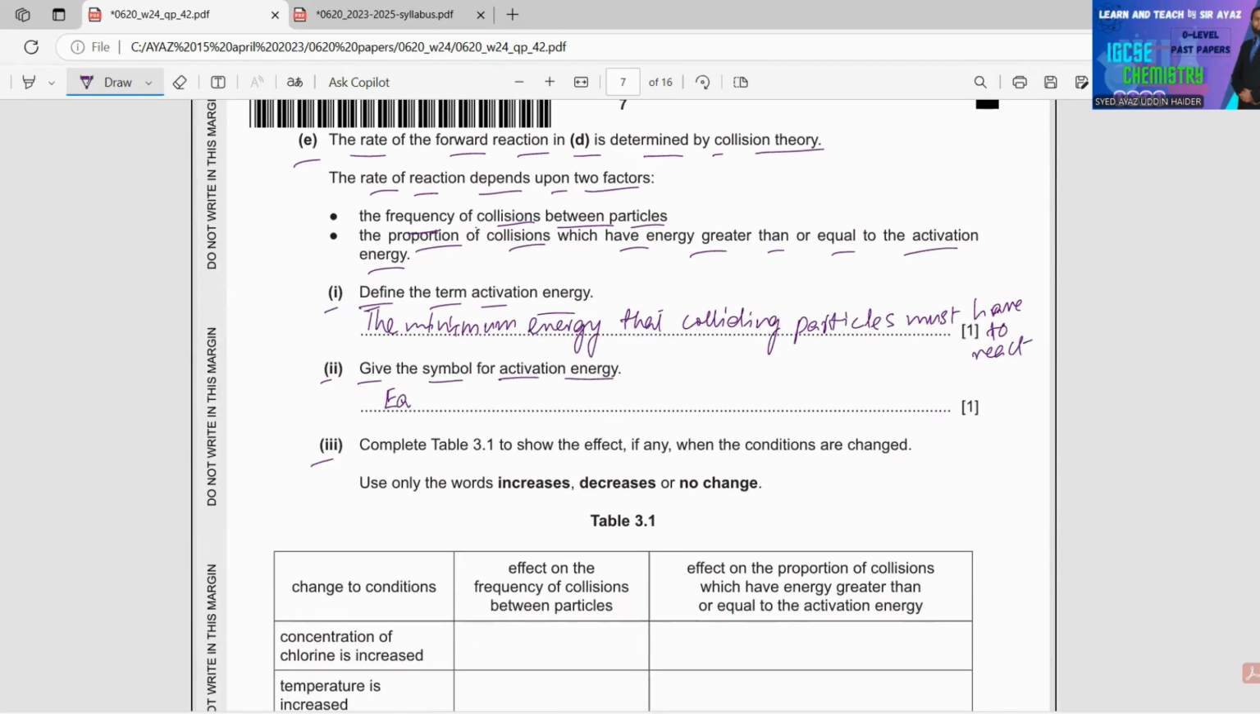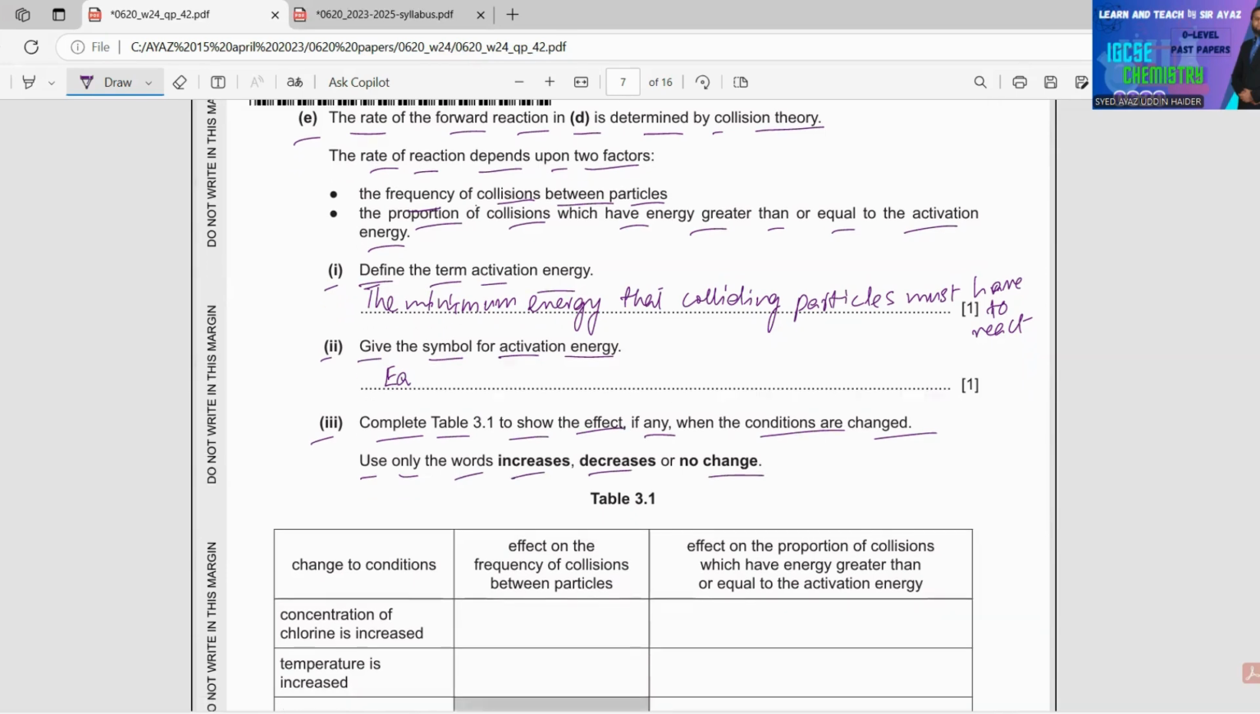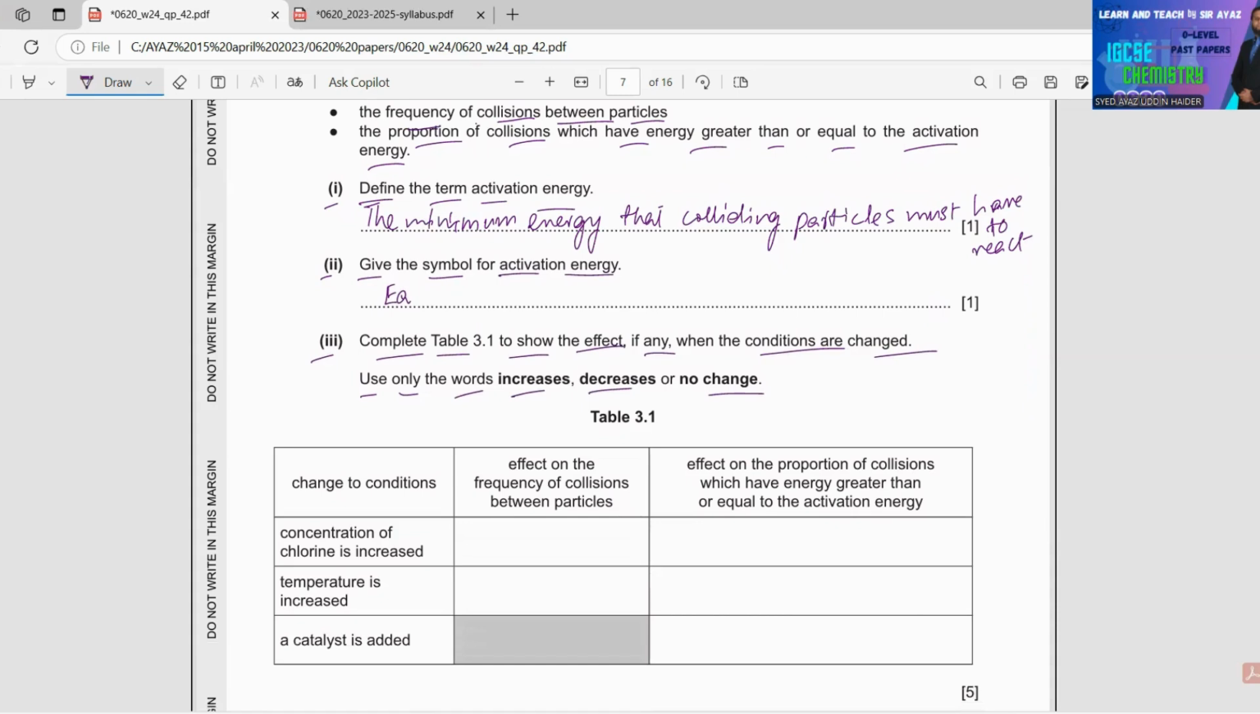Number 3, complete table 3.1 to show the effect, if any, when the conditions are changed. Use only the words increases, decreases, or no change. Now it's related to the rate. It's not related to the reversible reaction at dynamic equilibrium state. So you can easily answer these. If you increase the concentration of chlorine, chlorine is on the reactant side, what will be the effect on the frequency of collision between particles? Definitely it will increase. So we'll write increases.